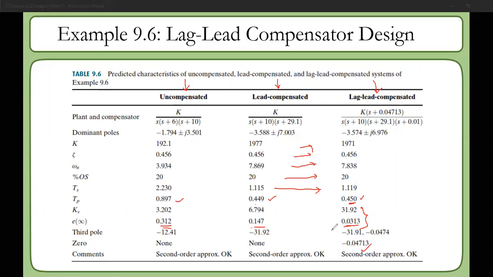Since they're very close to each other, they'll be cancelling each other, and this one is far away from your dominant second order pole. So design specification is good. So what your task is to reproduce this table. Okay, so this is question number 2 of your assignment.